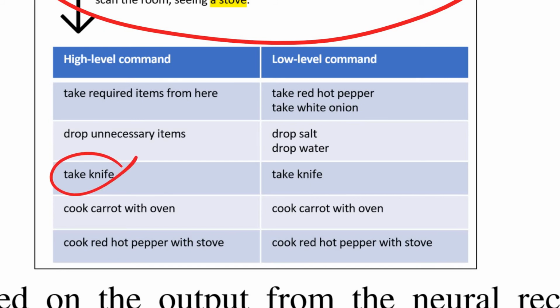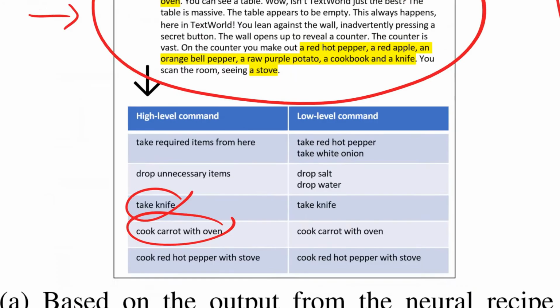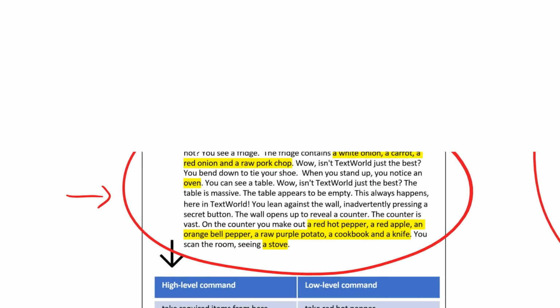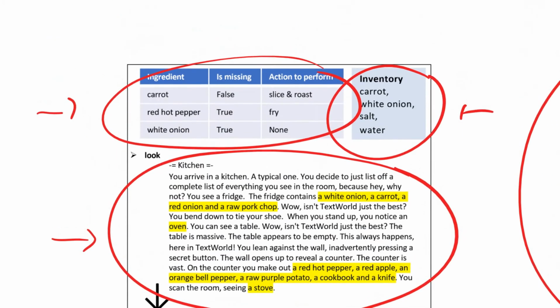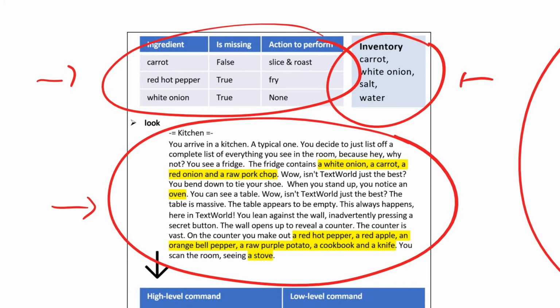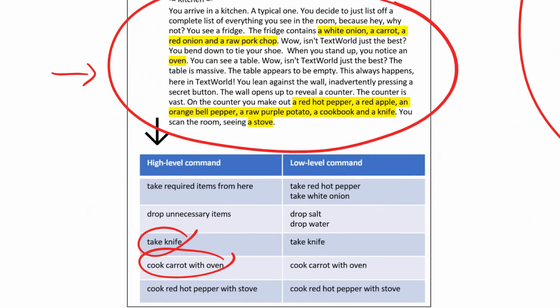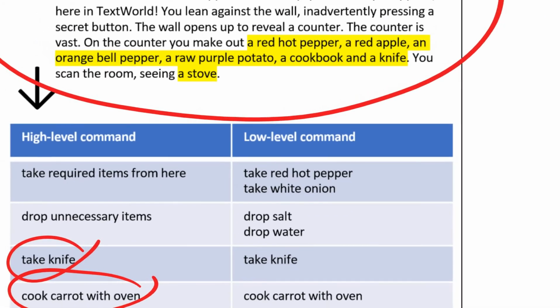If you have to slice something because you see a knife is in the room and you could conceivably take the knife, right? You can construct these commands. But also, since you know what's in your inventory, and since you know which things are still missing, you can generate commands like take the white onion, or drop the water because you don't need the water, right?